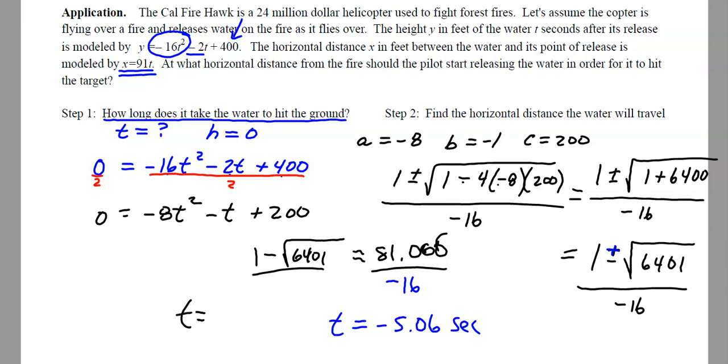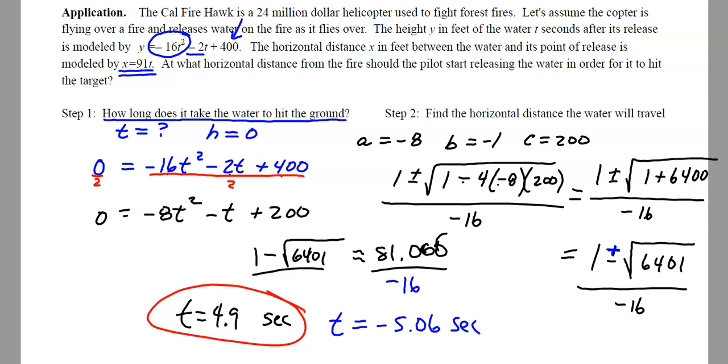So that one, the positive one, was 4.937 seconds. So maybe we'll just be lazy and round it to 4.9. Sounds good. So the helicopter pilot should basically pull the plug 4.9 seconds before they get over the fire, and that way it'll splash on it.